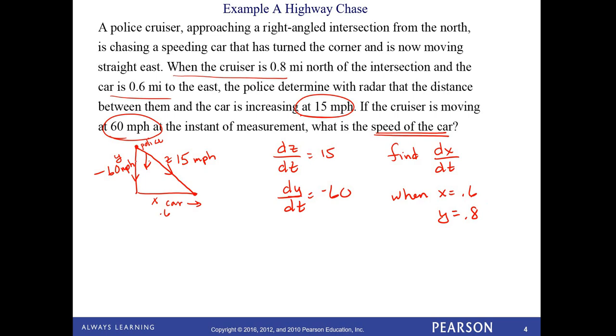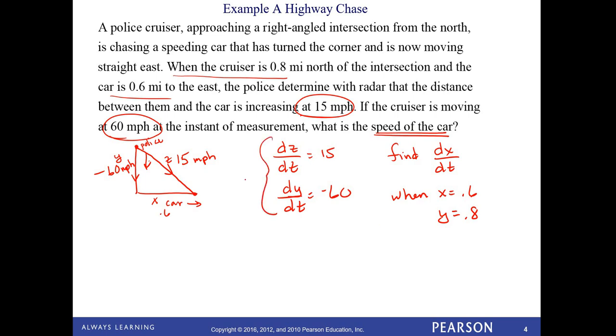If I plug them in too soon as a constant, then I'm losing or taking away the fact that this distance, this 0.8, is decreasing. So I know dz/dt, the rate of change between the place and the car. I know the speed of the cruiser, dy/dt. I want to find the speed of the car at this instant in time. This is how you should set it up.